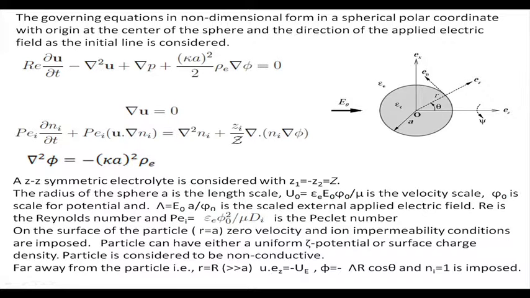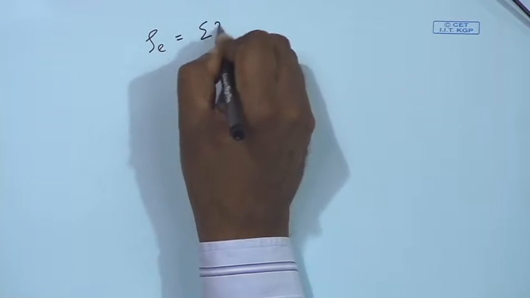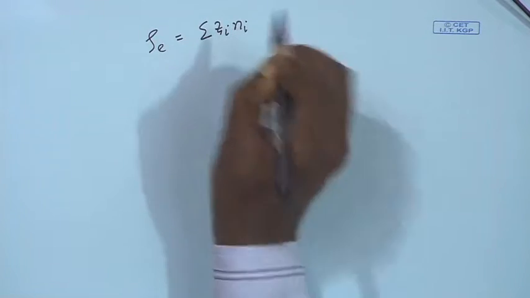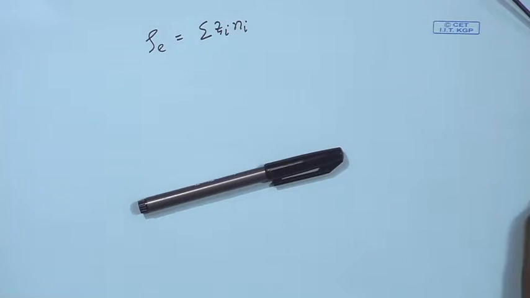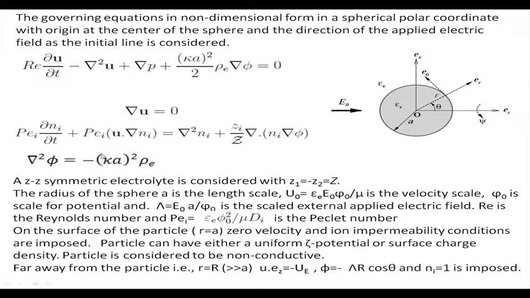So, rho e is sigma z I n I, whatever we have already discussed before. So, this set of equations needs to be solved if we have to describe the motion.